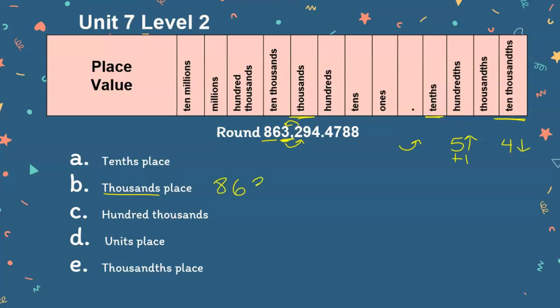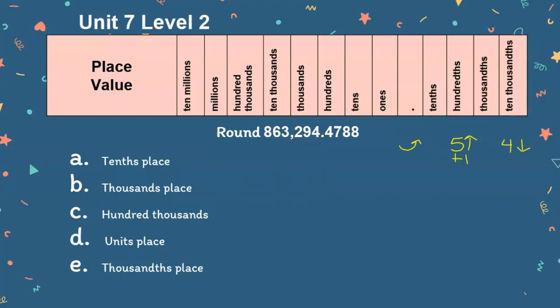So 863,000, well, it's not 1,000 without those zeros. You don't need any spots after the decimal because they're just extra zeros. So 863,000 is this number rounded to the nearest thousand.